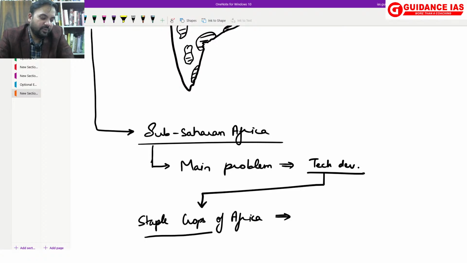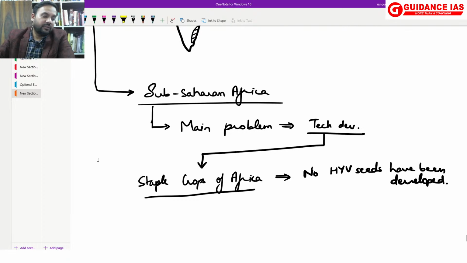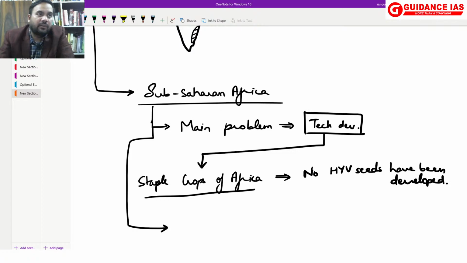So can I say in the staple crop of Africa, there has been no HYV seeds developed? Yes or no? Tell me. No HYV seeds have been developed. That means it hasn't been affected by that technological revolution. And this is the primary factor which has led to so much food insecurity in Africa. Yes, cocoa, tapioca, all those are main crops. So that is one main factor. Technological development has not been able to keep pace.